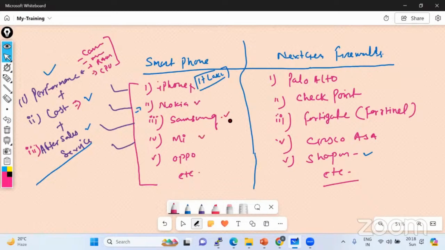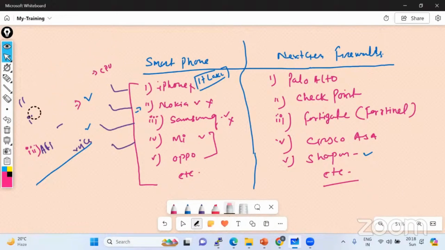If my pocket does not allow for Samsung, which is also a high cost, or Nokia, then I have to go and purchase the MI or Oppo. Maybe they offer a similar kind of configuration in a lower price model, right? So this is the one thing you have to understand. These three factors are going to play a very vital role. Now, one more thing you have to understand after performance, after sales, and cost. What is the key thing?